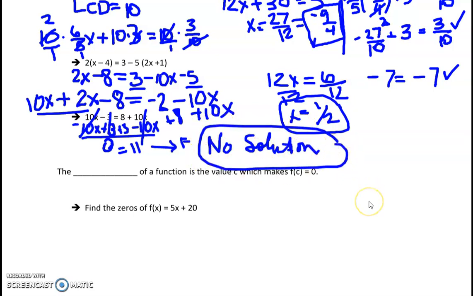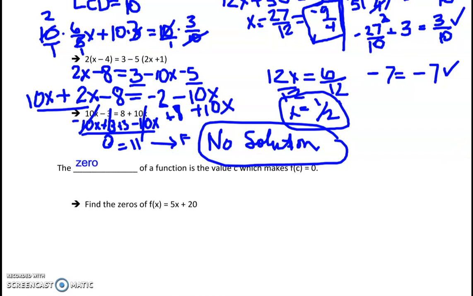Okay. Now, if this had happened and the variables had gone away, but you have a true statement, like maybe 0 equals 0 or 3 equals 3, then your answer would be all real numbers. And that will probably show up on some homework problems. So maybe make a note out here to the side that if that had been true, your answer would be all real numbers.